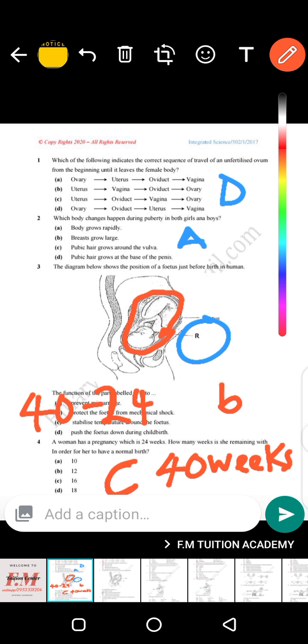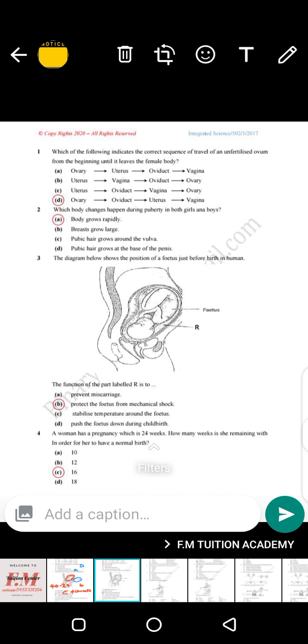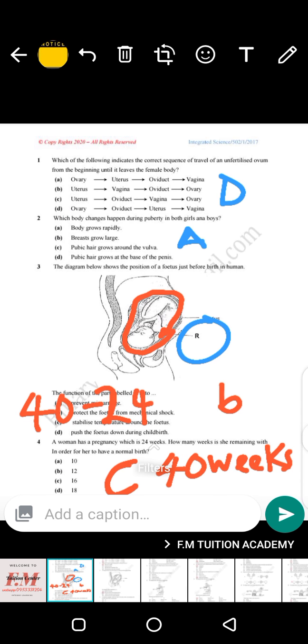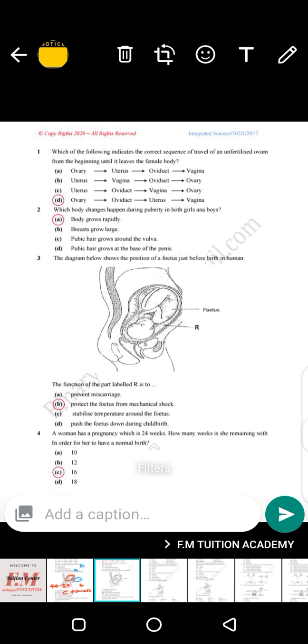Even when you look at these answers, when you come on the next page, the answers are indicated for you. The first one is D. The second one is A. The other one here is B. The other one here is 16, which is exactly the way I showed you. The answer here is C. Okay. Let's go to the next question.